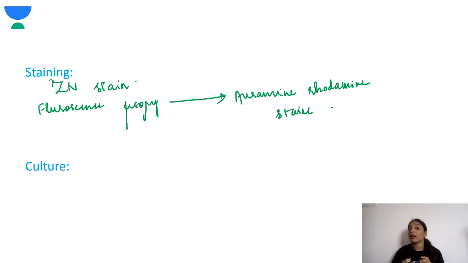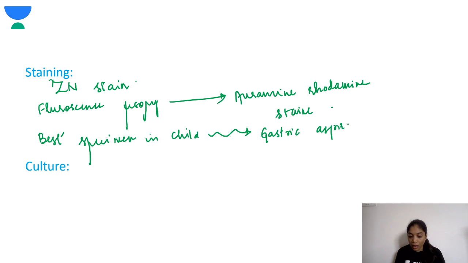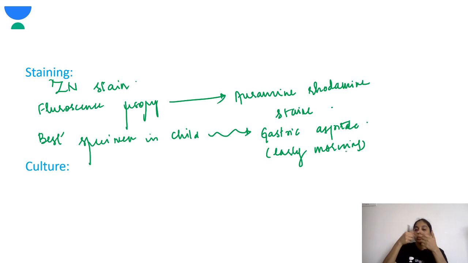Now the best specimen in children. It's very difficult to make a child cough out and get the sputum. So the best specimen in a child is the gastric aspirate, early morning gastric aspirate. This is taken via the nasogastric tube. You put a nasogastric tube, and first thing in the morning you get the gastric aspirate. This is the best specimen in a child. But to get a very good result, you have to take two specimens on consecutive days.